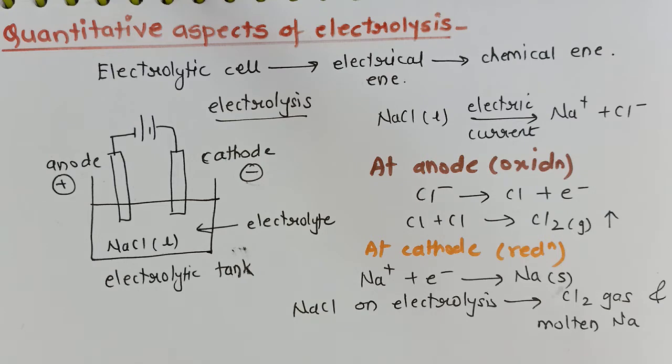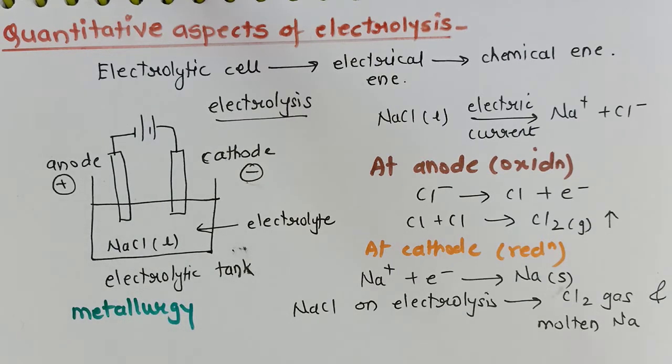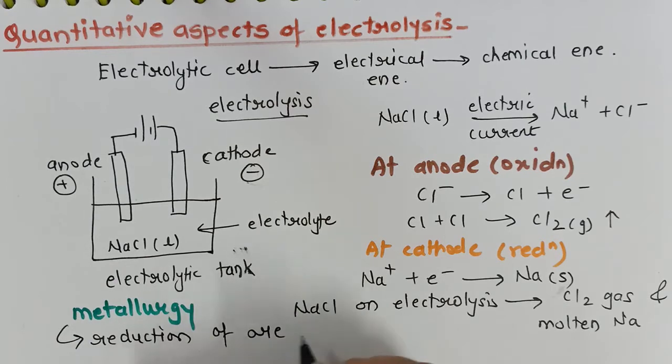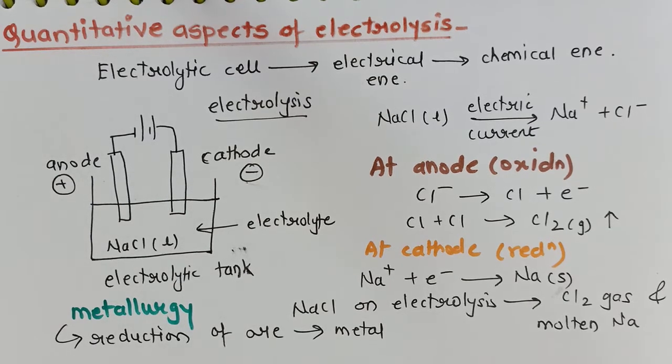Now this use of the electrolytic cell finds wide application in metallurgy. In metallurgy, it is basically used for the reduction of oxides, reduction of ore so as to get the metal. And this reduction of ore, that is oxide ore, is generally selected for the reduction purpose. Now how much metal will be deposited on the cathode is the quantitative aspect of electrolysis. And therefore we are going to study quantitative aspects of electrolysis.